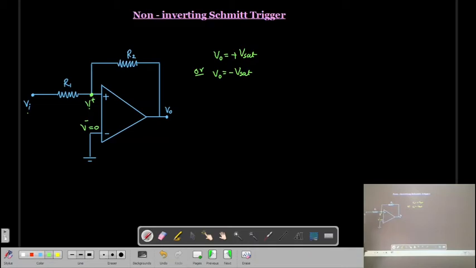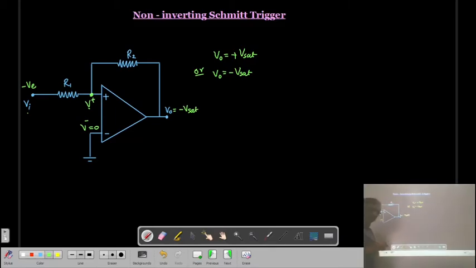Now try to understand the circuit. Let's suppose my input voltage is negative. Input voltage is negative. Very large negative voltage is there. Remember, large negative voltage. Then definitely it is given here, it is given to a non-inverting terminal. So the output will be a minus V saturation. My input is negative, so the output will also be negative, that is the minus V saturation.